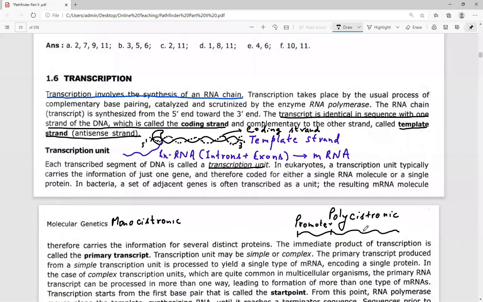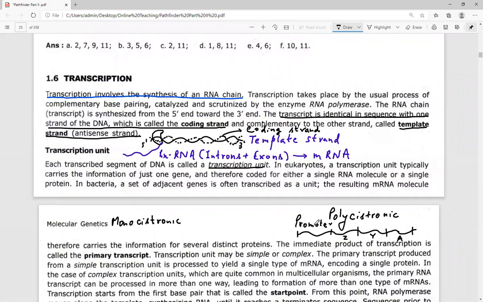And there are three genes: Z, Y, and A. Z codes for beta galactosidase, Y codes for permease, and A codes for transacetylase. These are the three genes which are present after the promoter.